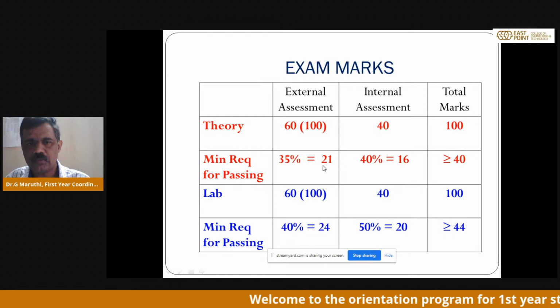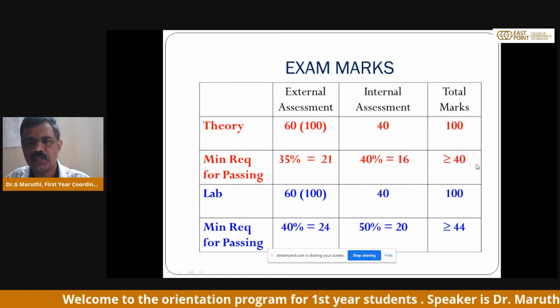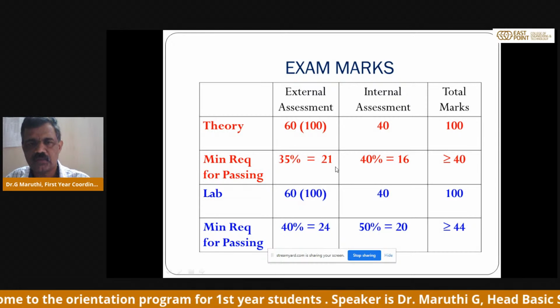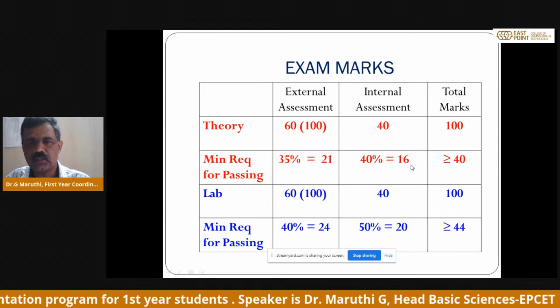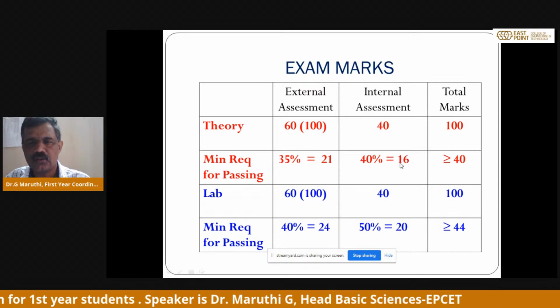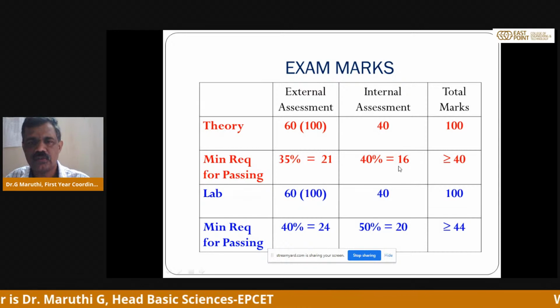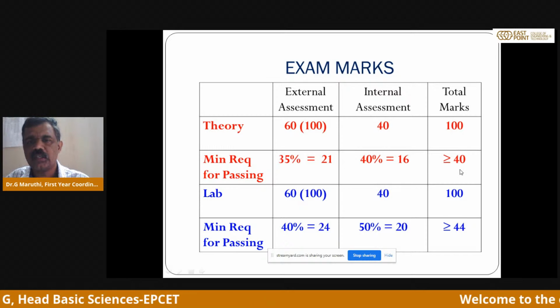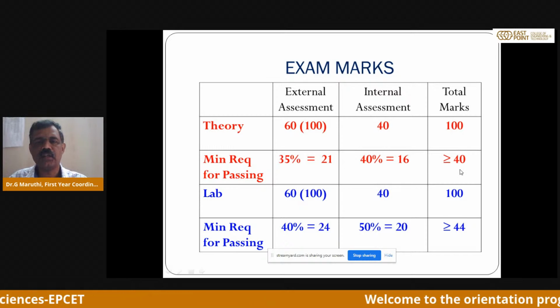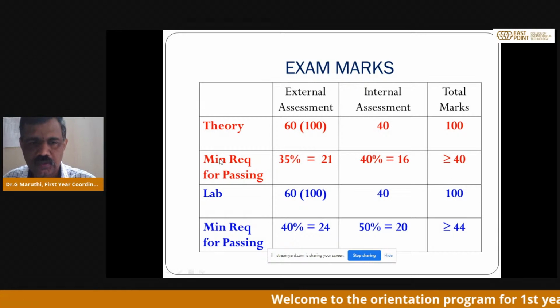If you simply get minimum 21 and minimum 16 in the internal and external exams, then you will be declared as failed. So therefore, you have to score here at least 19. If you score at least 19 in the internal assessment, then you will be in the safer zone. 21 plus 19 will be equal to 40. Then you will be declared as pass.